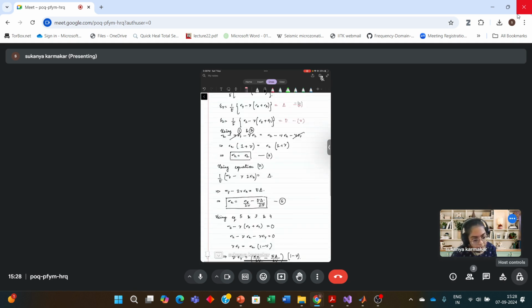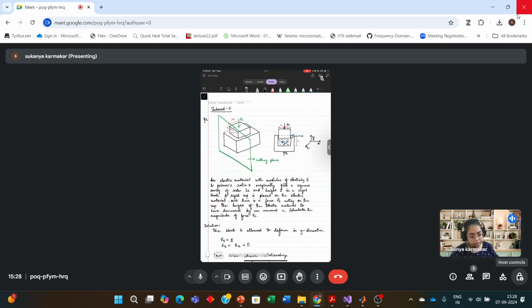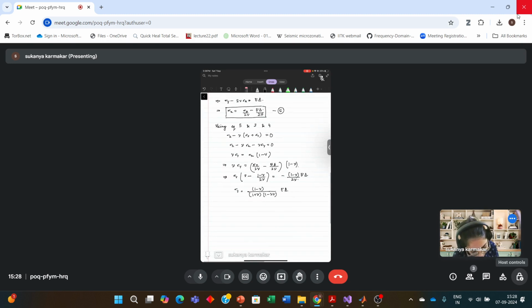So sigma y is nothing but the force F naught acting on a square cross-sectional area where the sides are 2a and 2a. So the area is 4a square. So sigma y is F naught divided by 2a into 2a, that is 4a square. So sigma y is F naught divided by the area, which is F naught by 4a square.